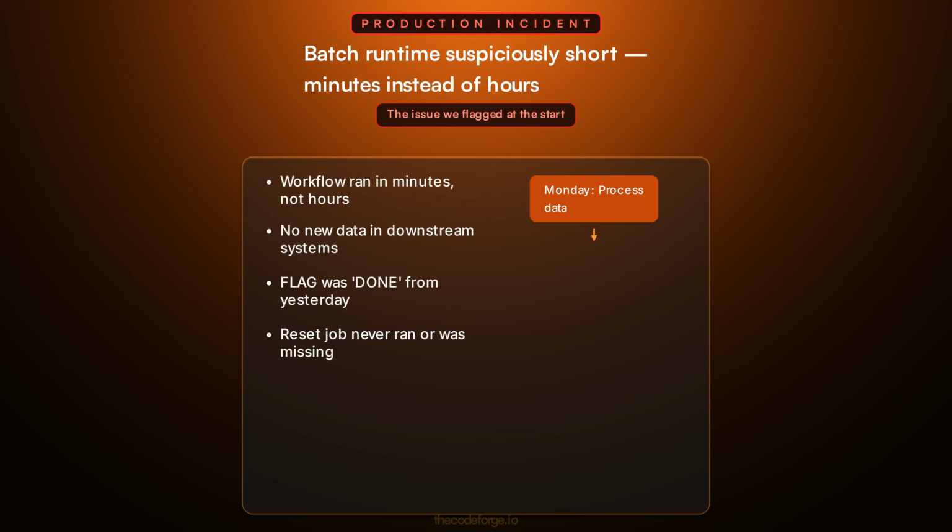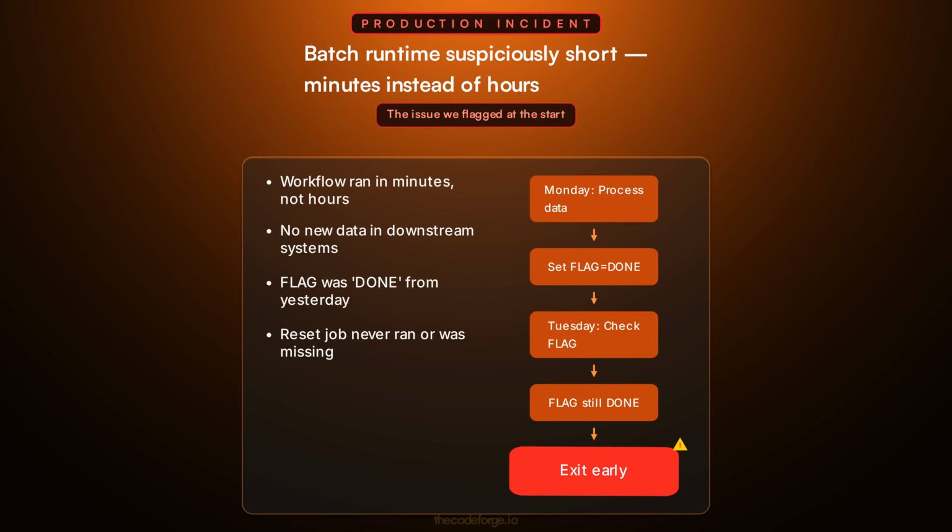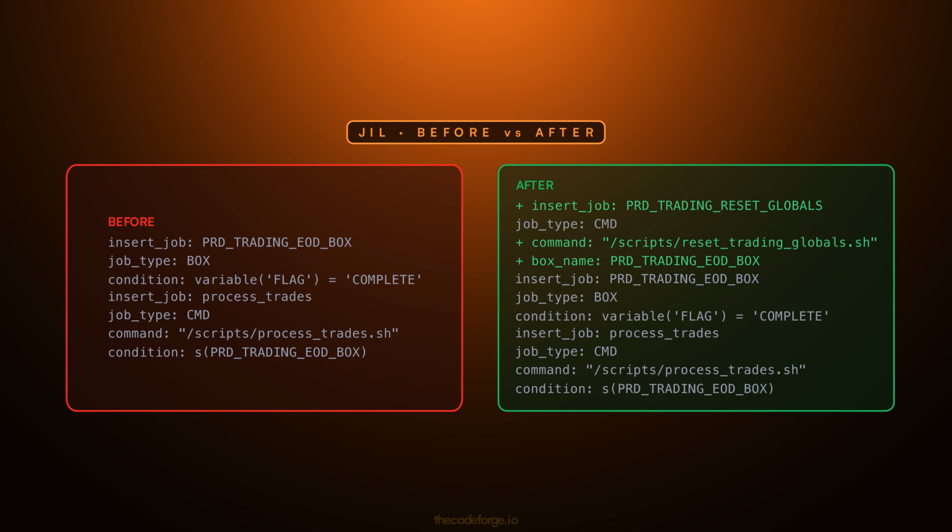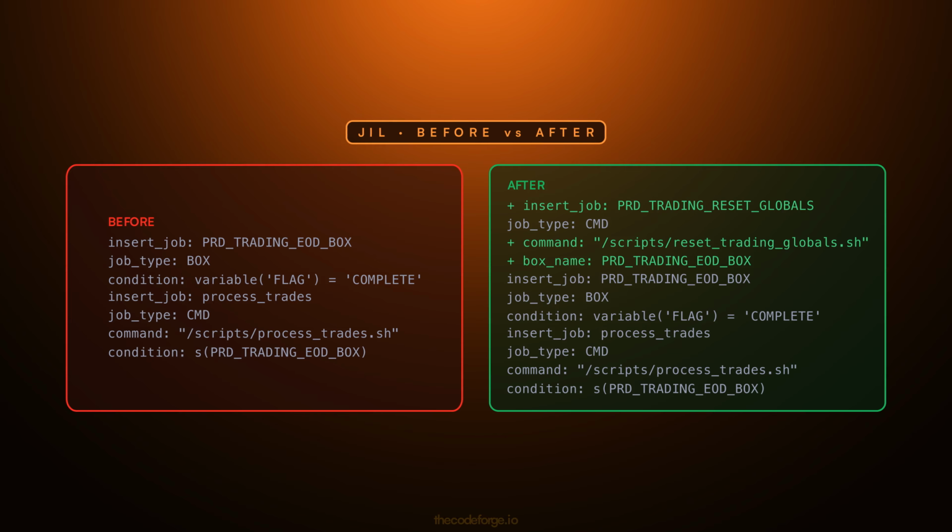This is the same issue we highlighted at the start. Here's exactly why that happened. The workflow pattern was: check flag at start, if done exit, process data, set flag equals done at end. Monday, flag empty, processed, set flag equals done. Tuesday, flag still done, exited at step 1. The flag was never reset. A global variable set in Monday's run persisted to Tuesday, causing the batch to skip processing because the condition evaluated true immediately. The fix resets the variable at the start of the workflow.